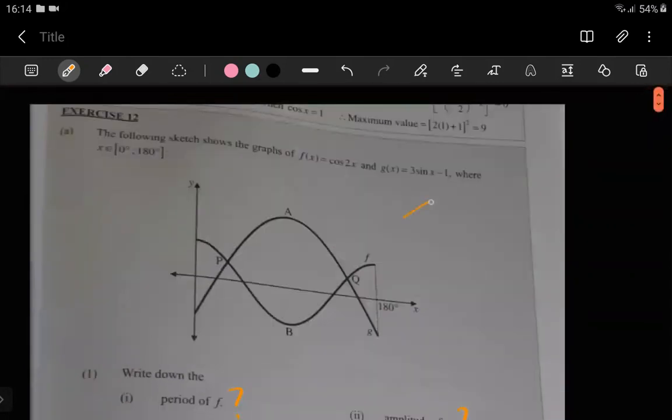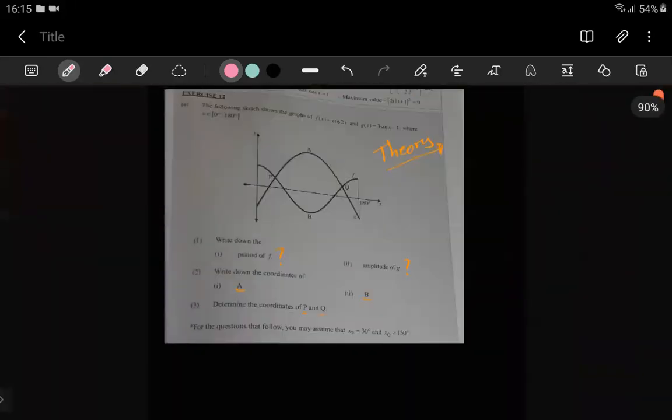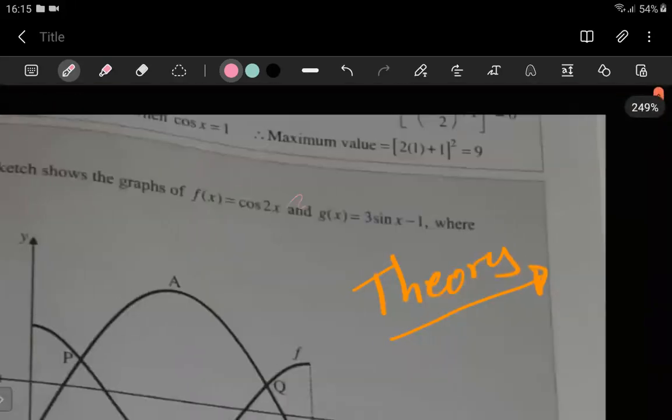One word: theory. You see, it's always going to go back to your theory of trigonometric graphs. Yes. For example, with all these graphs, right?